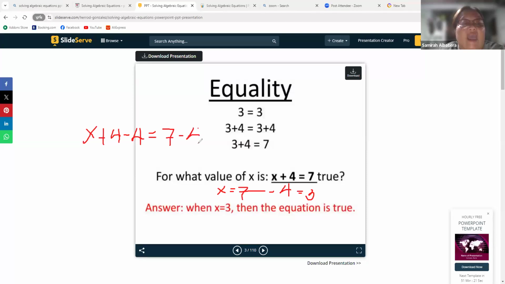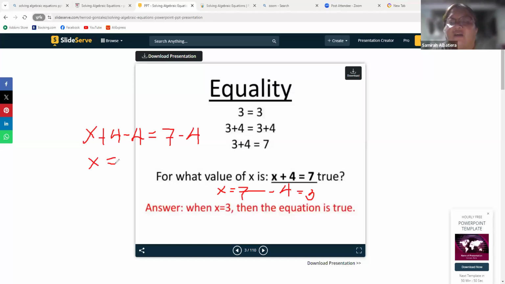Okay? So x doesn't have any common terms on the left side, so we will simply copy the x. Then 4 minus 4 is what? What is 4 minus 4? Anyone?